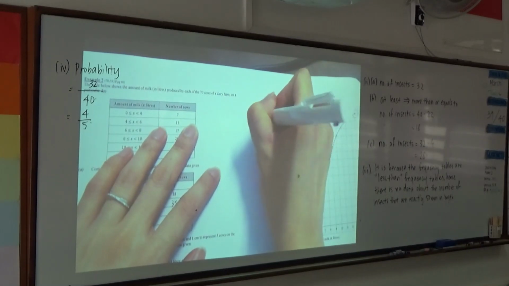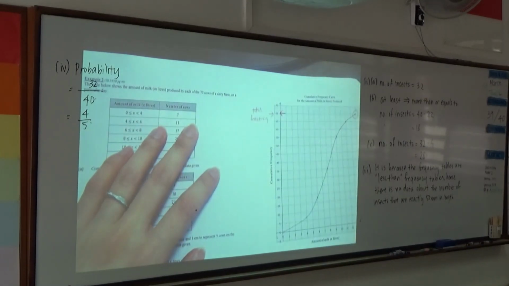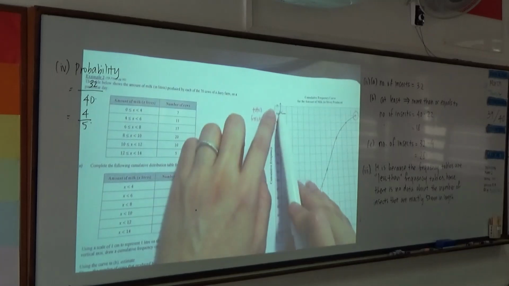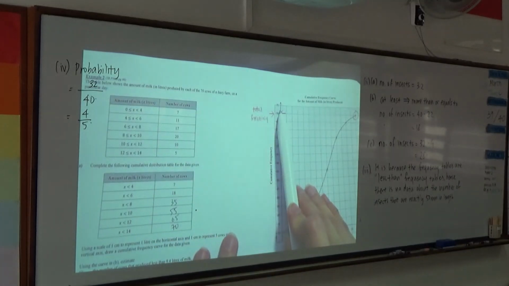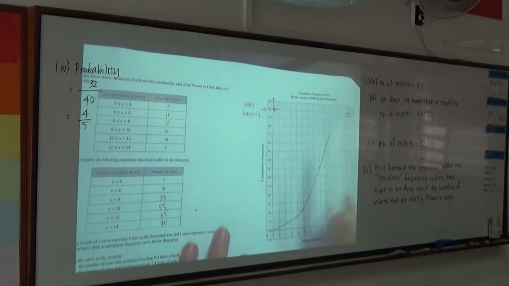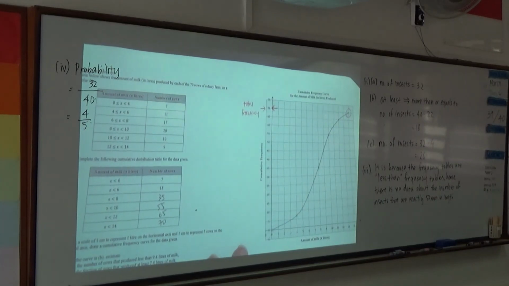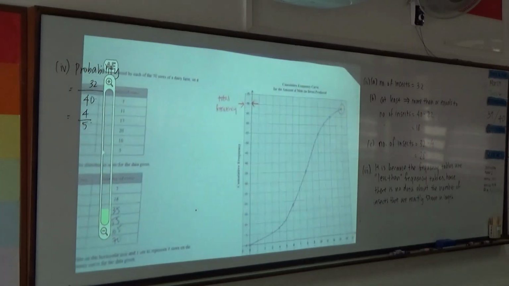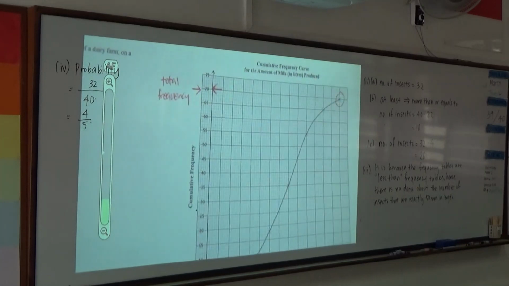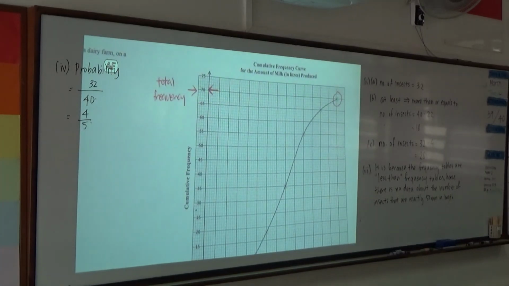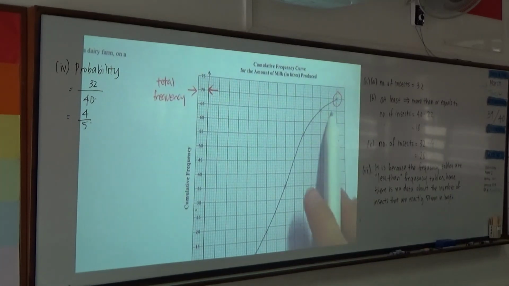A very common mistake, and the assumption that many people like to make, is that the highest value is the total frequency. Then it causes all the calculation to be wrong. So I'm zooming in. So base it on the last point of the curve.